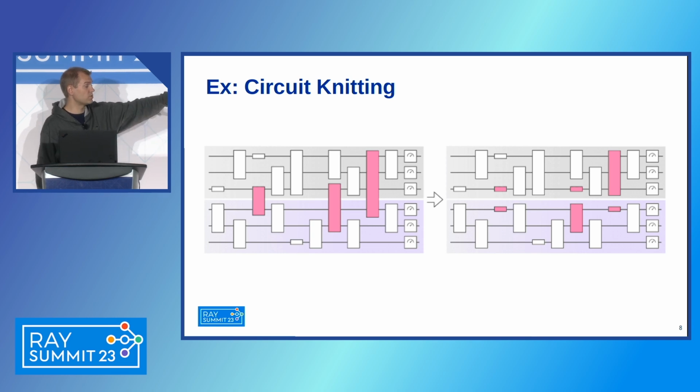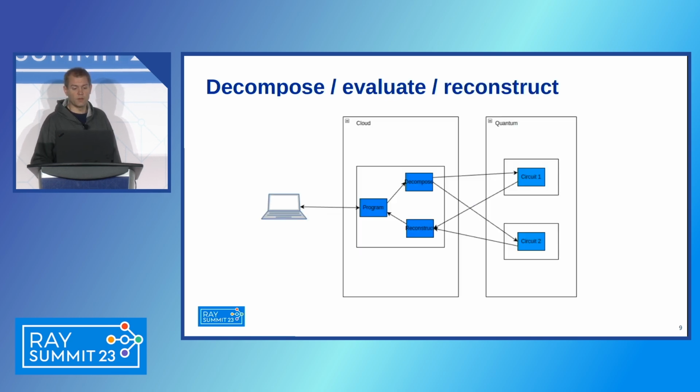The other is that the two smaller circuits might run faster than the one larger circuit. So what would this workload look like? This is, again, just a high-level view of what this might look like.